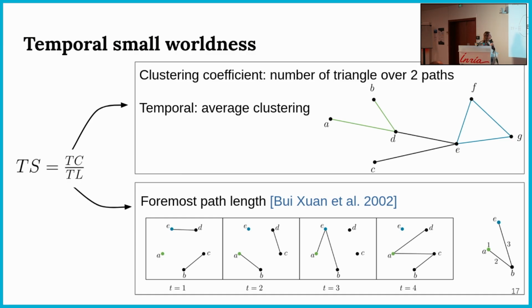And instead, for the path length, we chose the foremost path length, which tries to minimize the arrival time of the path. In this example, if we want to go from node A to node E, at time 1 we stay in node A, then at time 2 we jump to node B, and then at time 3 we go to node E. And so this is the representation of the path that I just described to you.